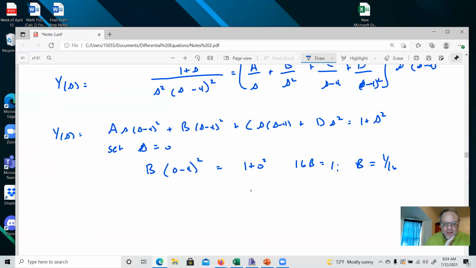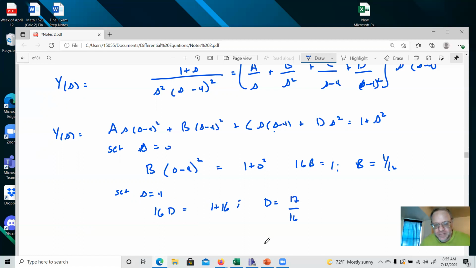All right. How about we set s equal to 4? Okay. So again, the A term is going to be 0, the B term is going to be 0, the C term is going to be 0 because of the 4 here. The D term, we're going to have s squared, 16D is equal to 1 plus 16. Oh, that looks delightful. So D is equal to 17 over 16, sensing a theme with the 16s here.